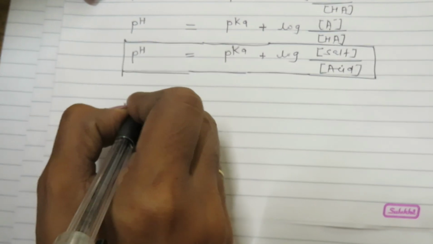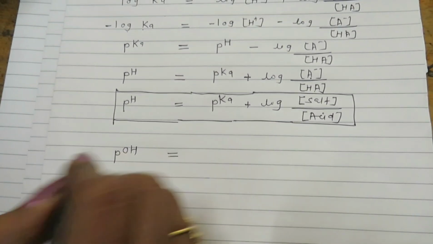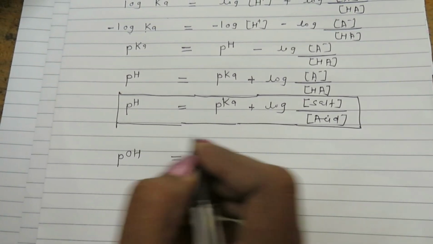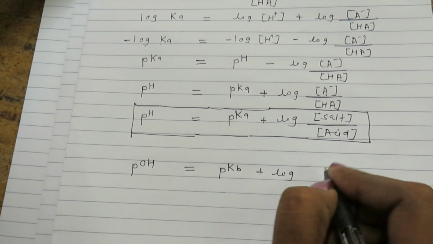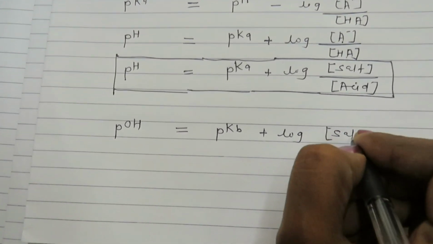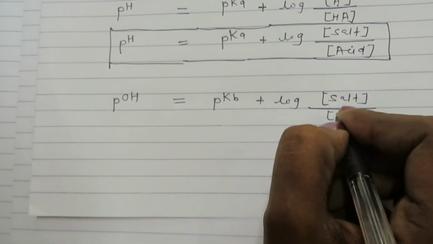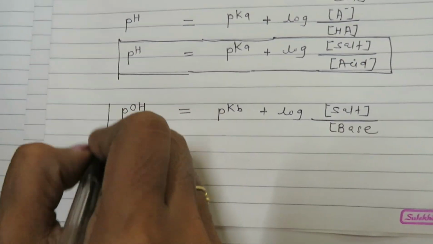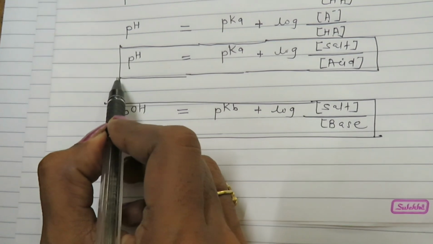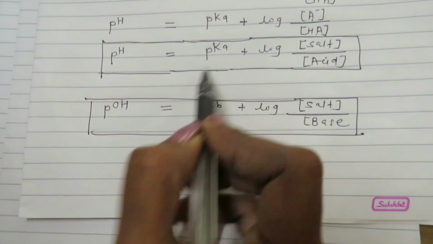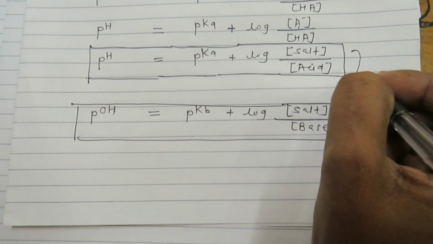and by using the same method you can find out the pOH of basic buffer. Equation changes as pOH is equal to pKb plus log of concentration of salt upon concentration of base. So this is the equation for pH of acidic buffer and pOH of basic buffer.